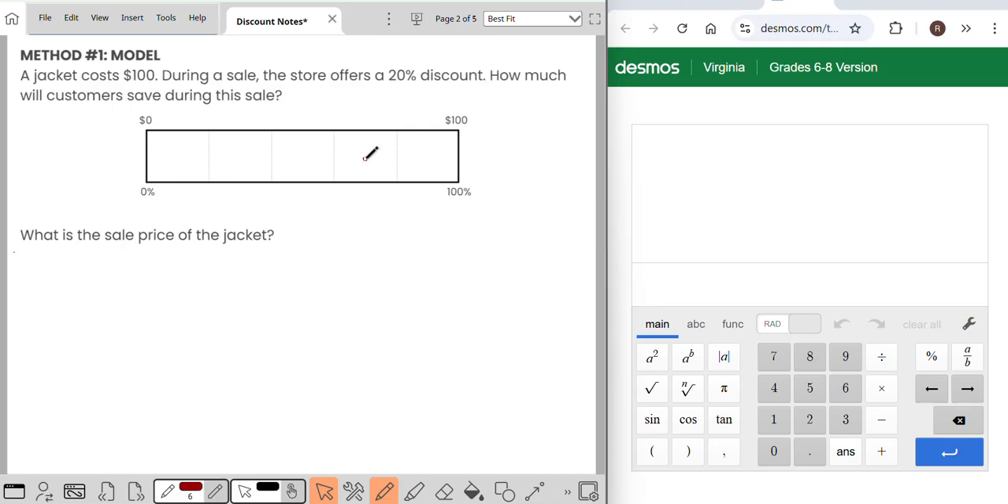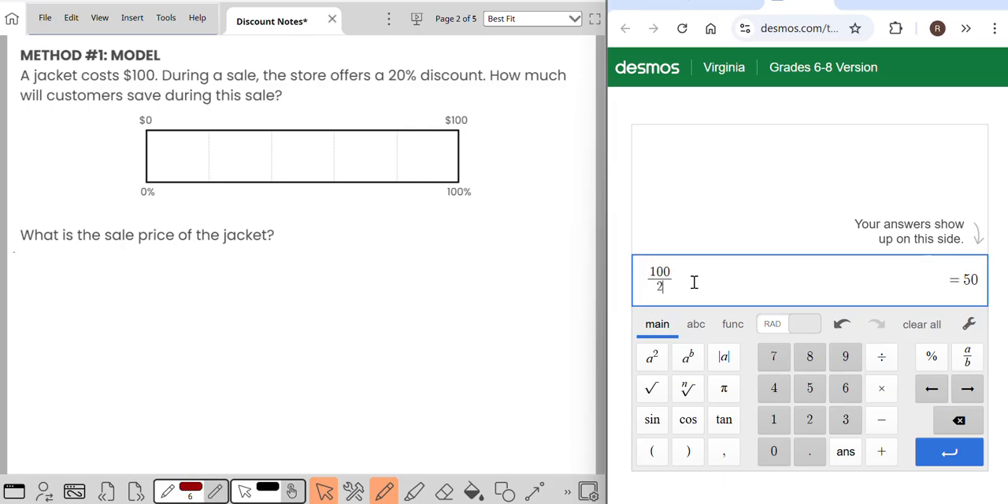Well, the way they figured out what this model would look like is they took $100, or 100% rather, and they divided it by 20% and figured out there are 5 20% sections inside of 100%. So we know that 20% is one of these rectangles. So they want to know how much will customers save during the sale.